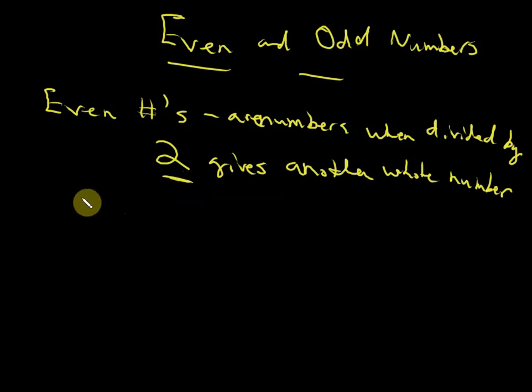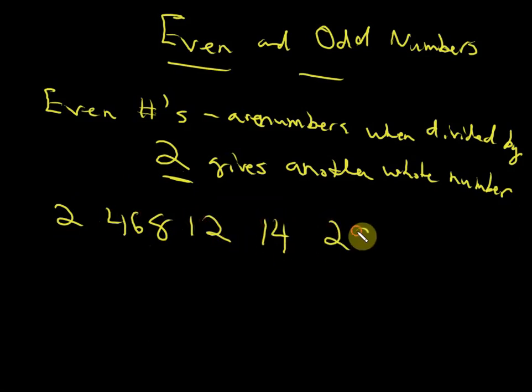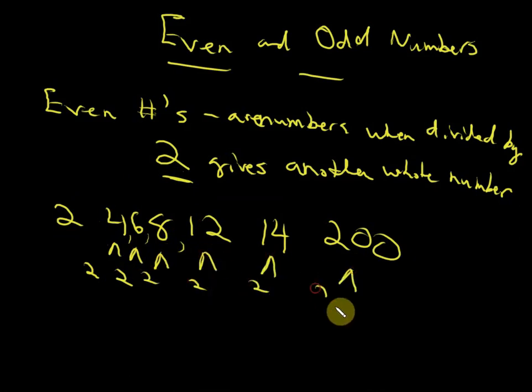So for instance, if we have 4, 6, 2, 4, 8, 6, 12, 14, 200. If you look at all these numbers, when you break them down, they already have a 2 within them. So if it's divisible by 2, that's the lowest common number. So we could say that it's an even number, right?